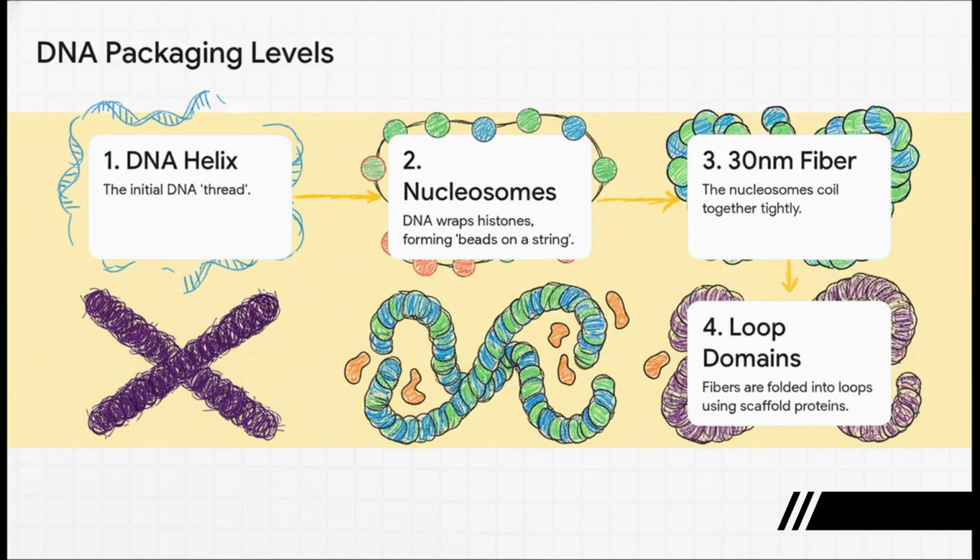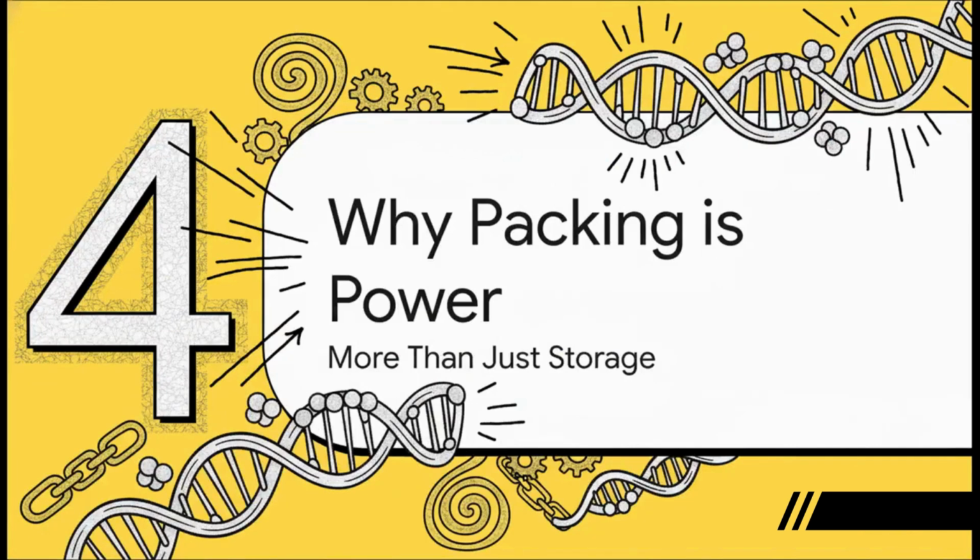You start with a raw DNA thread, the double helix. That thread then wraps around the histone beads, creating this famous beads on a string structure. But it doesn't stop there, oh no. These nucleosomes then coil up even more tightly into a fiber, which then loops and folds with the help of even more proteins, until, finally, you get the highly condensed chromosome we see during cell division. It's just incredible.